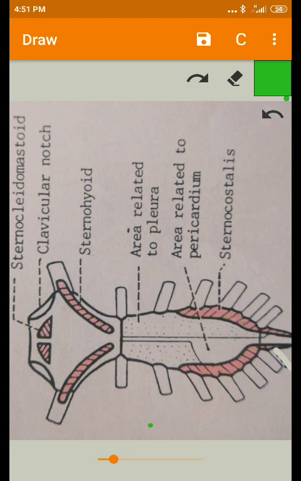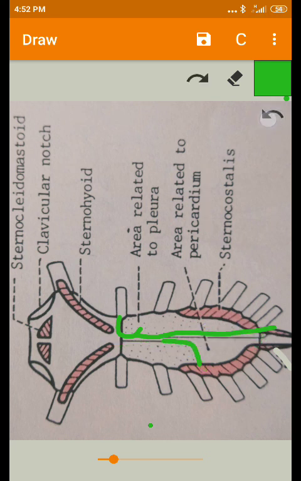If you divide the body into two equal halves, the right half is completely related to the parietal pleura of the right lung. On the left side, up to the level of the fourth costal cartilage, it is related with the left parietal pleura, and below this level it is related to the pericardium. This is another fibrous layer which surrounds the heart, and it is related to the left lower part of the body on the posterior side.